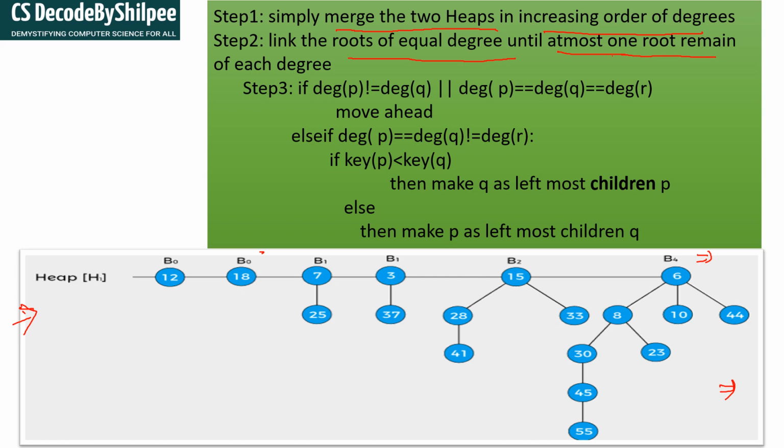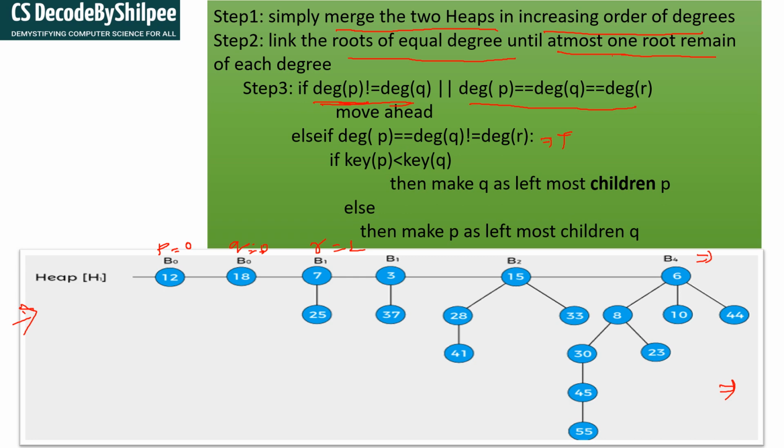It says that we have to take 3 pointers: P, Q, and R. Now degree of P, they are following each and every step, so we'll see the steps. Degree of P is what right now? 0. Degree of Q is what? 0. And degree of R is what? 1. Now look at that. Is this condition true? No, this fails. Is this true? No, this also fails. Is this true? Yes, this is true.